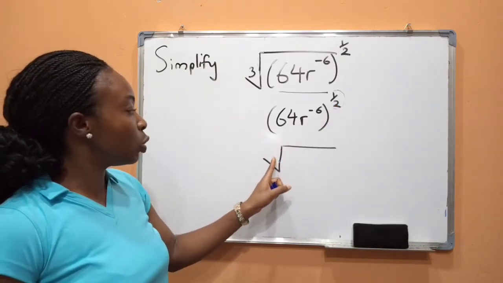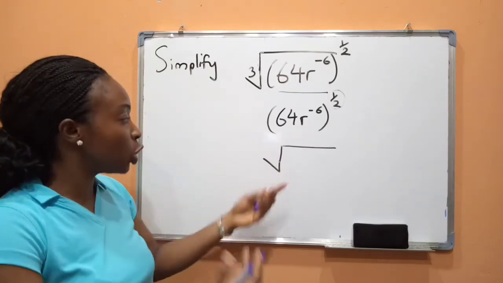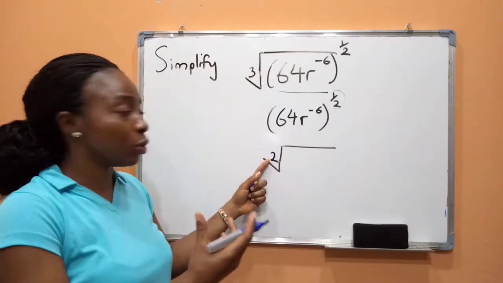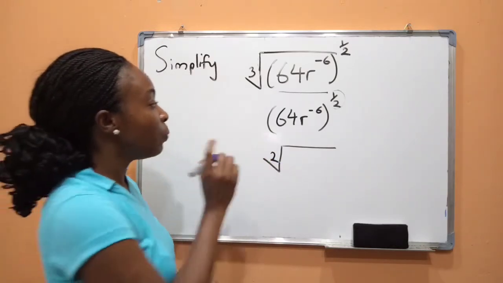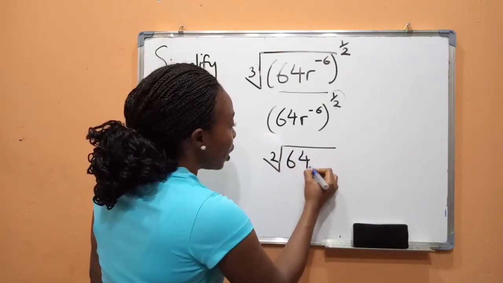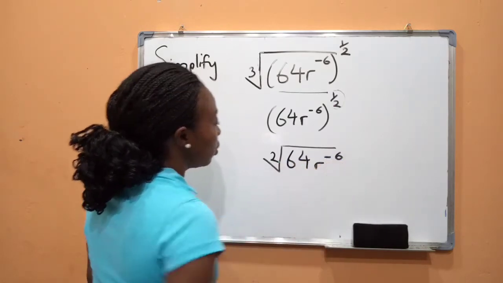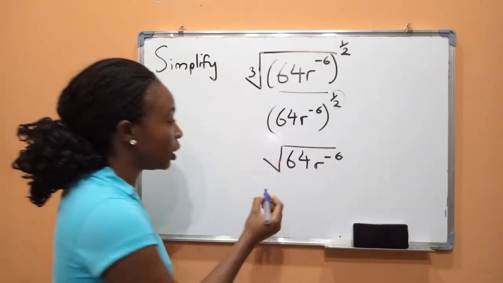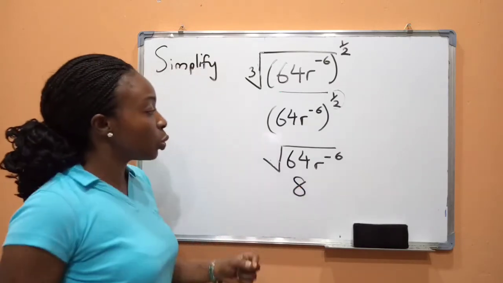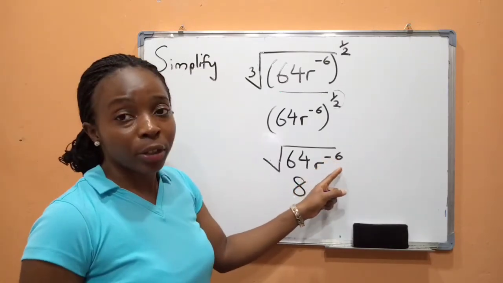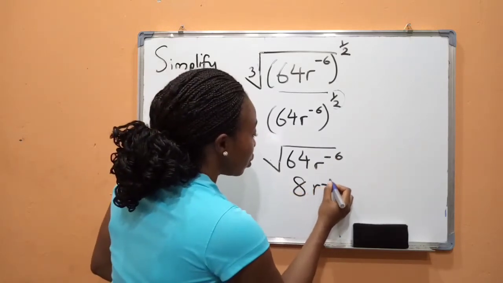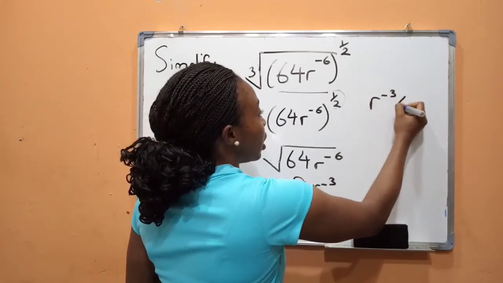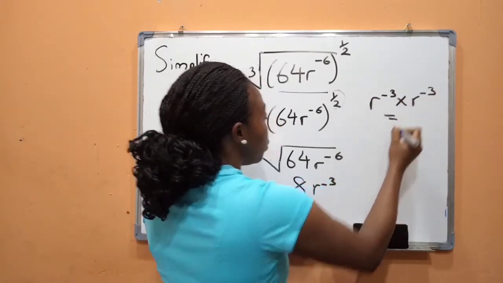In this case, when you write a 2 here, which may not be necessary because we are finding the square root, so we can write 2. If you like, you write it. If you like, you don't write it. It's still fine. So we are finding the square root of 64r to the power of minus 6. Okay, so what's the square root of 64? It is 8. And then what's the square root of r to the power of minus 6? We're going to have r to the minus 3. Why is this so? If you say r to the minus 3 times r to the minus 3, you're going to see that you're going to arrive at this.